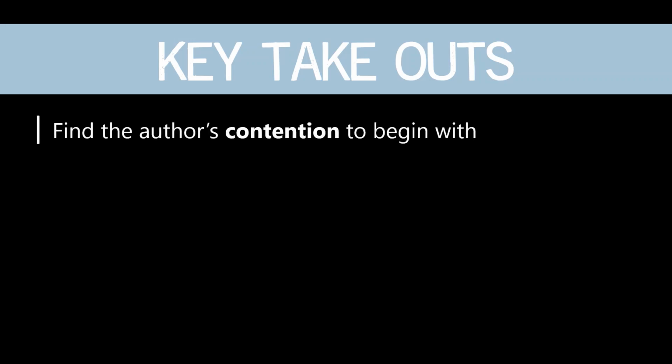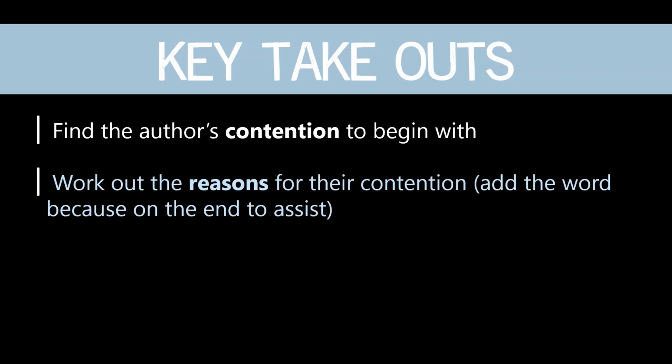So, what are our key takeaways from today's episode? Well, the first thing is that you need to find the author's contention. This is the key that unlocks the arguments. Secondly, work out the reasons for the author's contention and add the word because on the end to assist you with that.